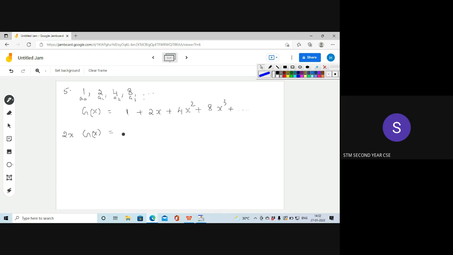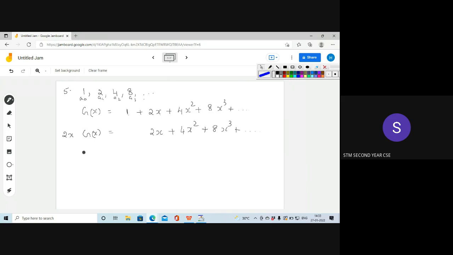Now when I multiply, what will I get with 1? 2x into 1, I get 2x. Then 2x into 2x, I get 4x square. Then 2x into the third term. I'm multiplying g of x by 2x, the entire thing. So I get 8x cube and so on. I'm just shifting it and writing it so that these terms come together and are easy for me to cancel. Now, next step.